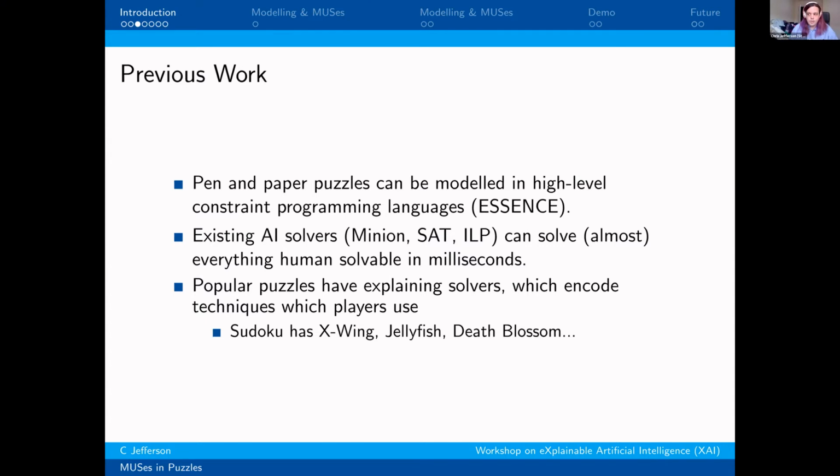Now, popular puzzles do have special solvers. If you've never come across this, there are literally hundreds of books on how to solve Sudoku. They tell you techniques for solving Sudoku with names like X-Wing and Jellyfish and Death Blossom. People have written solvers where they take those rules and implement them, but they're usually problem specific. So I could try to solve it with Minion and then explain to a person how Minion solved it. This is, by coincidence, a bit like what Kieran was talking about.